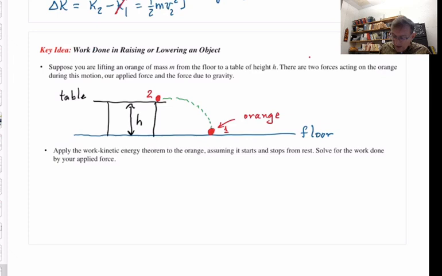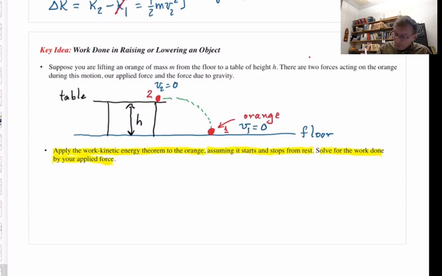Here's what I want to think about. We're going to apply the work kinetic energy theorem to the orange. We're going to assume that it starts and stops from rest. I mean, it's initially at rest here on the floor, so V1 is 0. And when I release it there at point 2, I'm going to leave it at rest, so V2 is 0. So assuming it starts and stops from rest, I want to solve for the work done by my applied force.